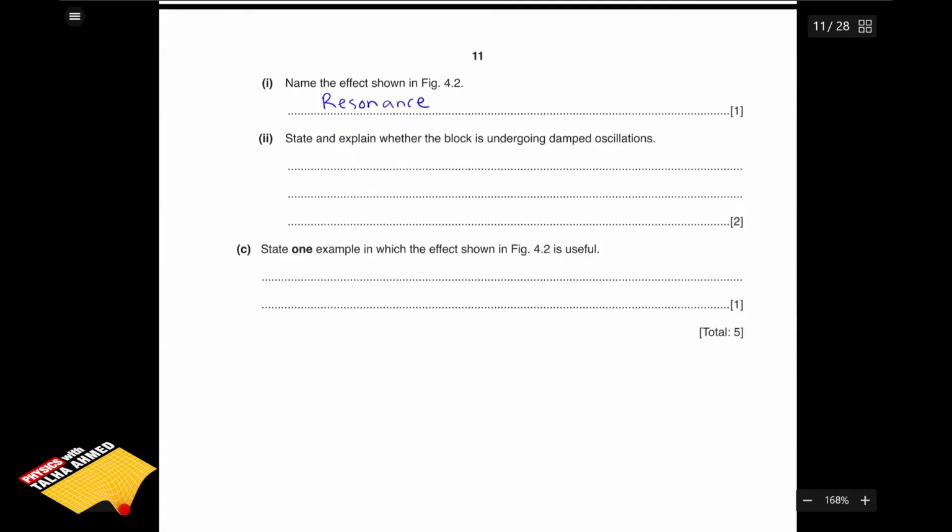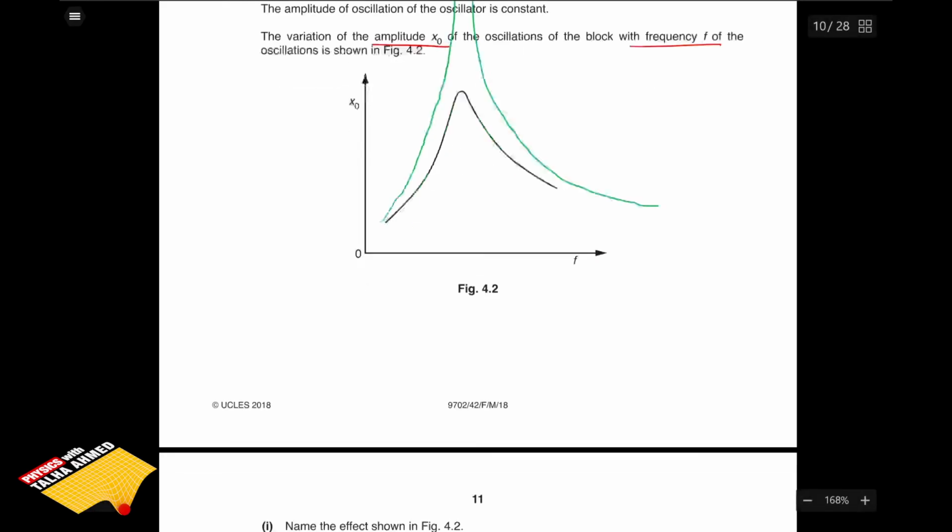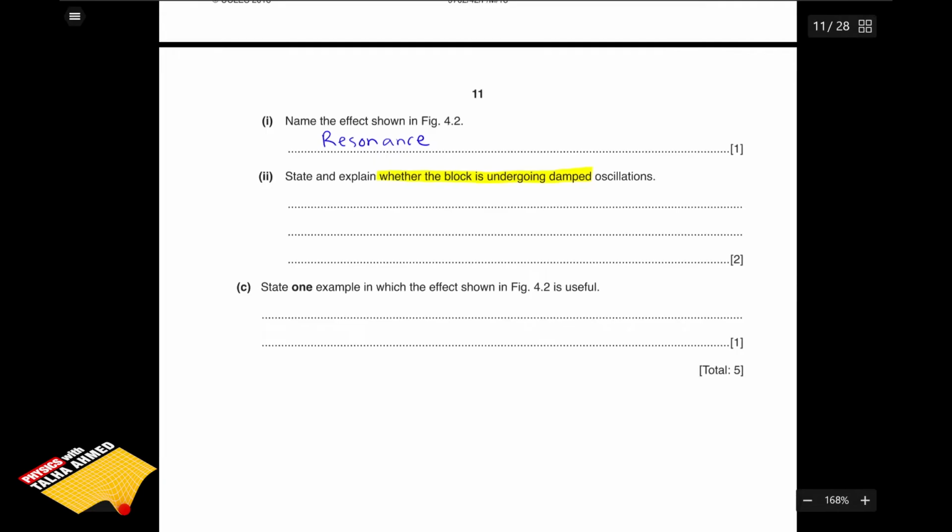Now, if you go to part 2 of this part, it says state and explain whether these oscillations are damped or undamped. When oscillations are undamped, the amplitude can become very large, and by very large I mean theoretically it will be infinite. The graph is just going to disappear off the top of the page, and you can't even see the peak, it will be that high. So theoretically that's what happens.